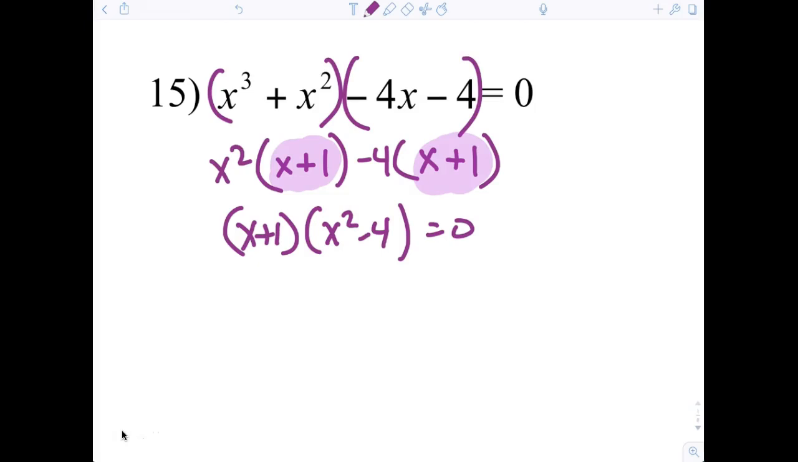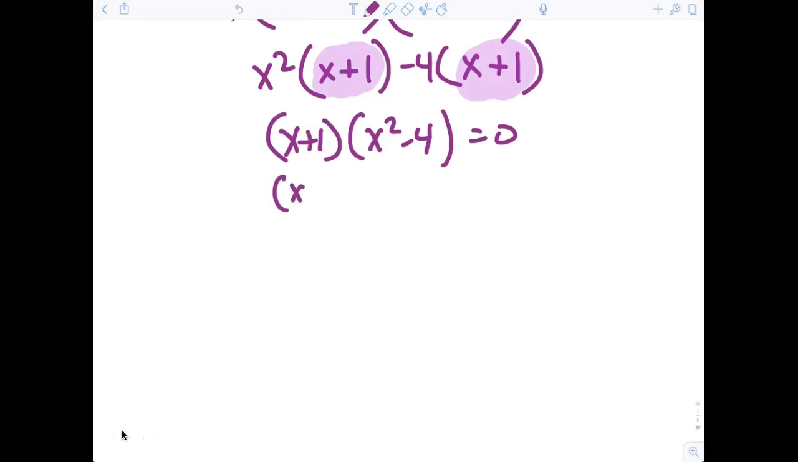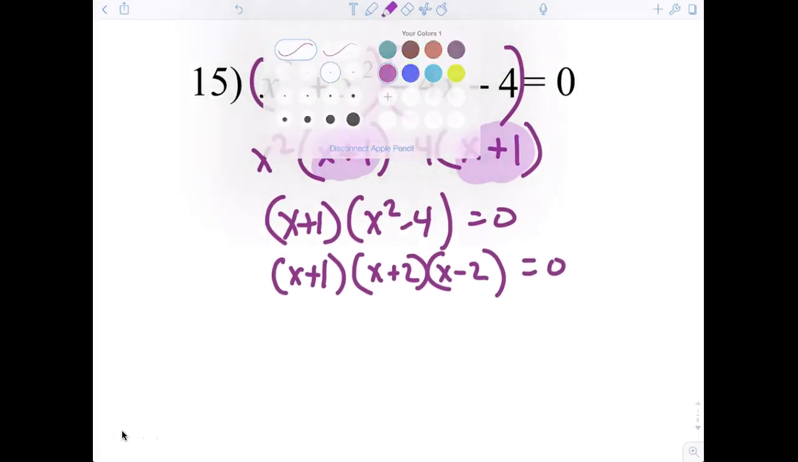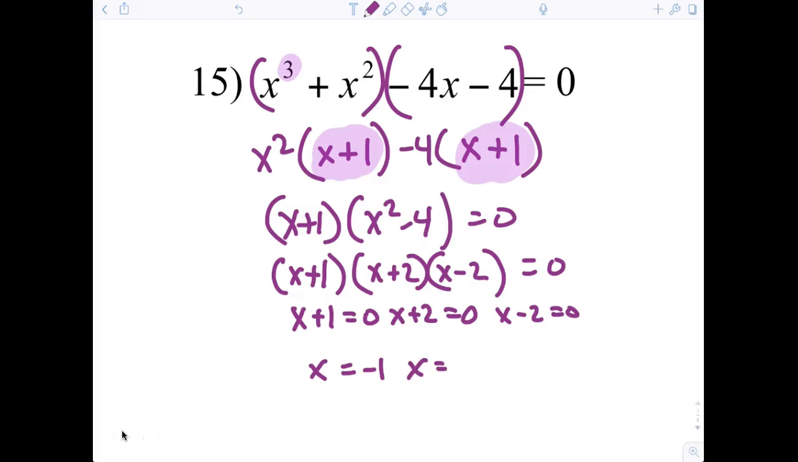Now, the last thing is I have to do what? Keep going. X squared minus 4 equals 0. Nope, not yet. X squared minus 4 has to be factored. X squared minus 4 factors to x plus 2 and x minus 2. Now notice this was to what power? Third power, which means there's how many solutions? 3. That's how you tell. So now x plus 1 equals 0, x plus 2 equals 0, x minus 2 equals 0. So x is equal to negative 1, x is equal to negative 2, and x is equal to 2.